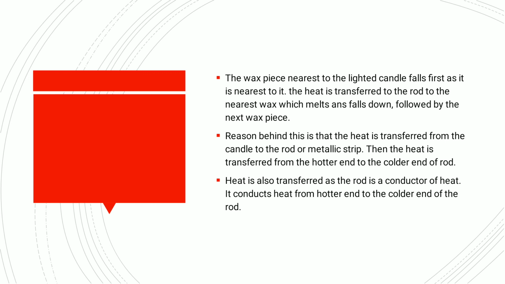The wax piece that is nearest to the lighted candle falls first. Reason being that it is nearest to the heat. Now this heat is transferred to the nearest wax which melts and falls down. Reason behind this is that the heat is transferred from the candle to the rod or metallic strip. The heat is then transferred from the hotter end to the colder end of the rod. The heat is transferred as the rod is a good conductor of heat and conducts heat from the hotter end to the colder end.